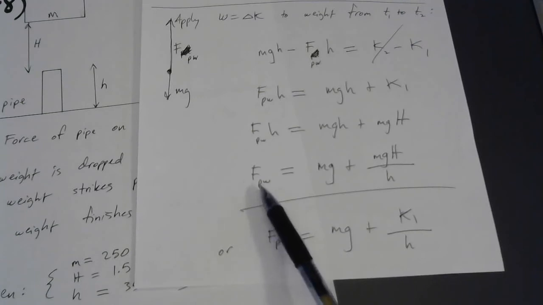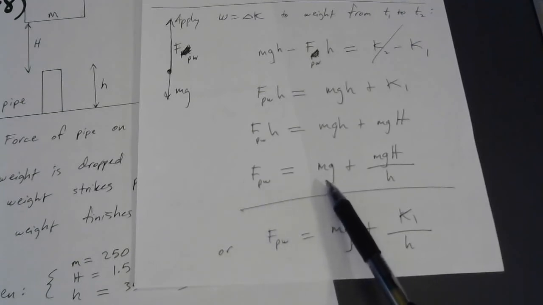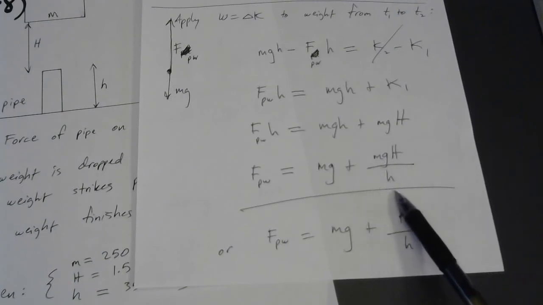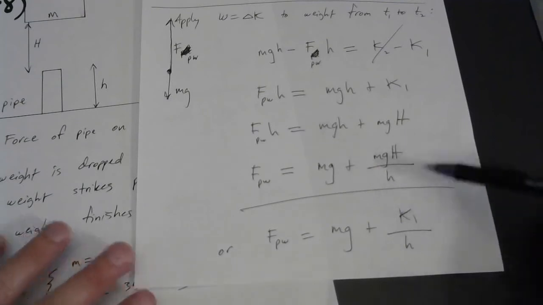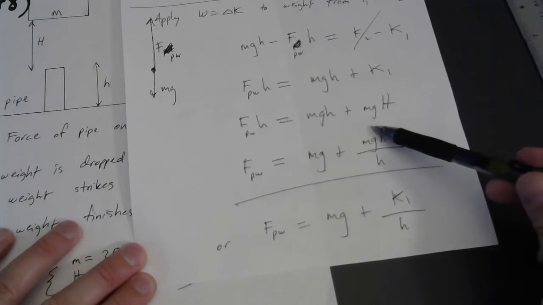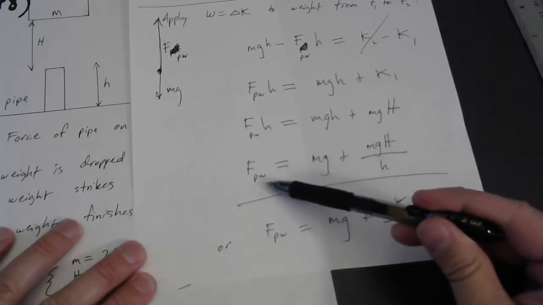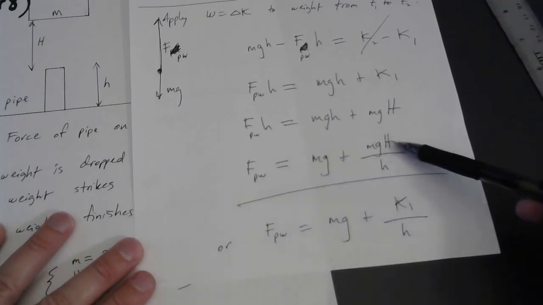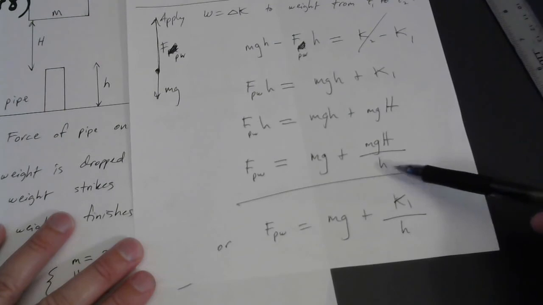How hard does the pipe have to push up on the weight? Well, it's got to push up to balance the weight. It has to balance the gravitational force on the weight, but it also has to, I'm going to put it this way, remove the kinetic energy that the weight had. So this is the energy that the weight had right before it struck the pipe. This force has to, in a manner of speaking, remove that energy, and it does that over a distance of lowercase h.